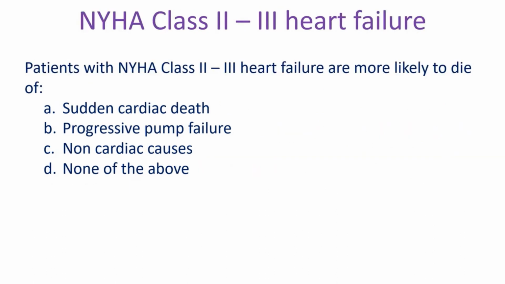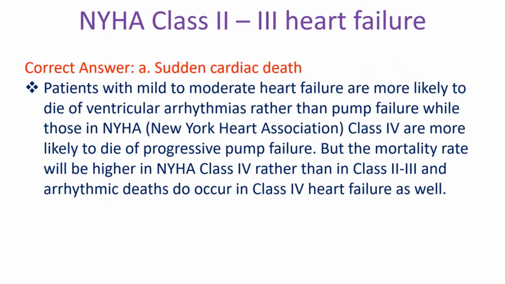Patients with NYHA class 2 to 3 heart failure are more likely to die of: A. Sudden cardiac death, B. Progressive pump failure, C. Non-cardiac causes, D. None of the above. Correct answer A. Sudden cardiac death. Patients with mild to moderate heart failure are more likely to die of ventricular arrhythmias rather than pump failure, while those in NYHA class 4 are more likely to die of progressive pump failure. But the mortality rate will be higher in NYHA class 4 than in class 2 to 3, and arrhythmic deaths do occur in class 4 heart failure as well.